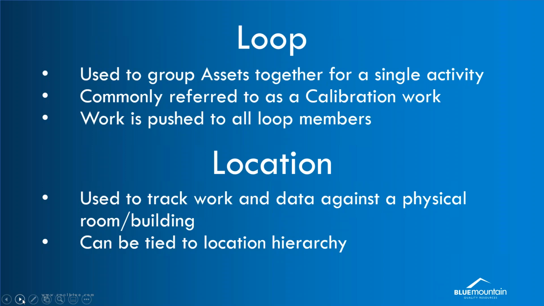It's more of a linear relationship where the loop record is able to have one work record that is associated with all loop members at once. And the final asset type that we have is location. This particular asset type is used to track work and data against a physical room or building.